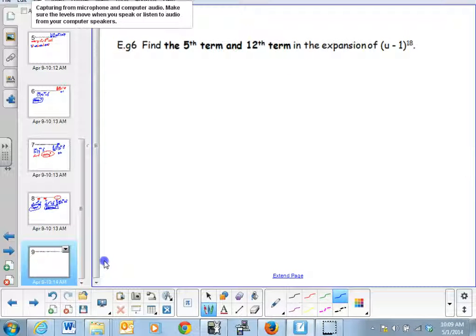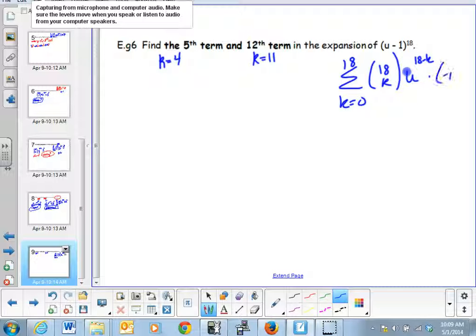Alright, I think this is our last one here. 5th and 12th term. If the 5th term is what you're interested in, then you want to know when k equals 4, and then the 12th term will be when k equals 11. Setting up my general form. K goes from 0 up to 18 on this binomial expansion. 18 combinations of k, u to the 18 minus k times, careful, negative 1 to the k. So for the fifth term, when k equals 4, I'm going to be doing 18 combinations of 4 times u to the 18 minus 4 times negative 1 to the 4.